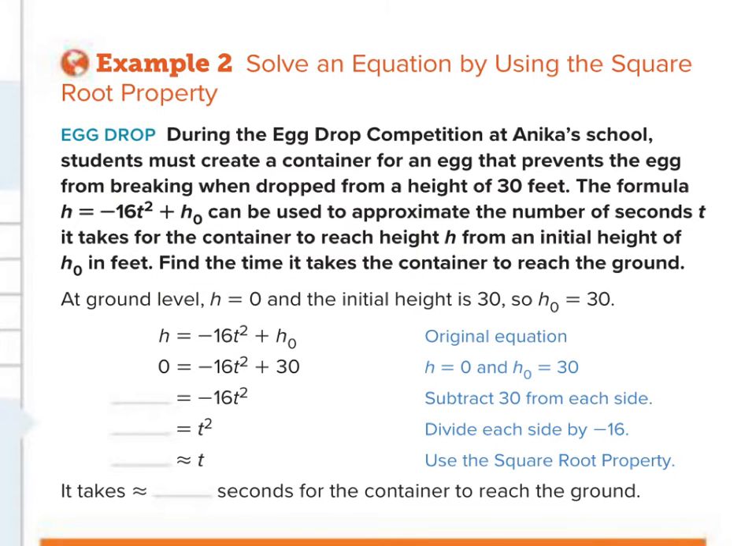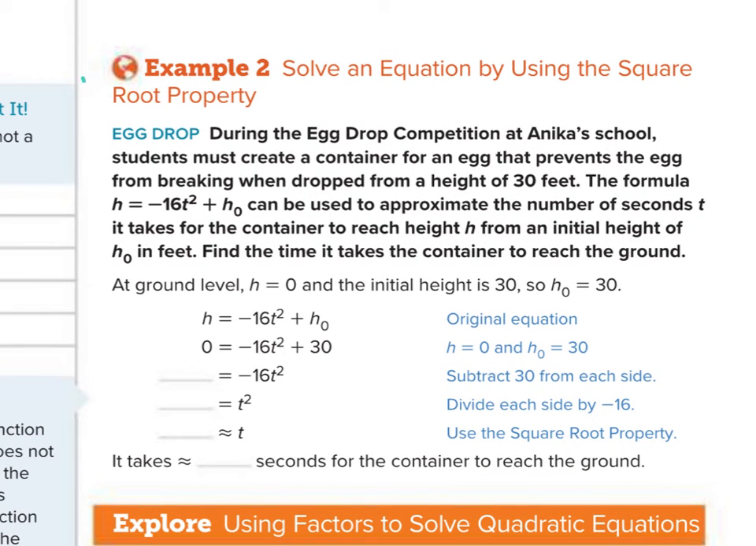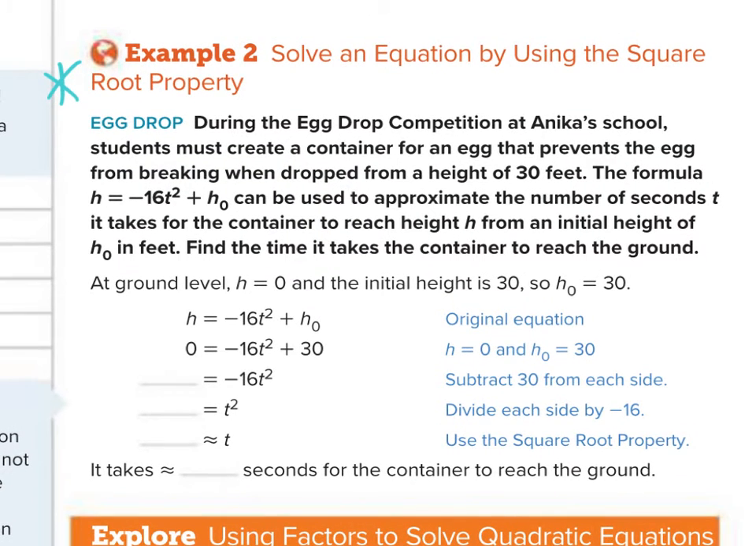Okay, so example 2 here, actually, I'll come back and tell you. It's like one of them on your homework, but it's also one that's on your test, okay? It looks way harder than it is, all right? It just gives some weird variables. So it says, during the egg drop competition for an eco school, students must create a container for an egg that prevents the egg from breaking when dropped from a height of 30 feet.